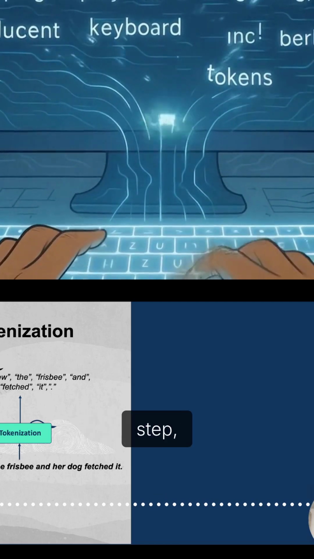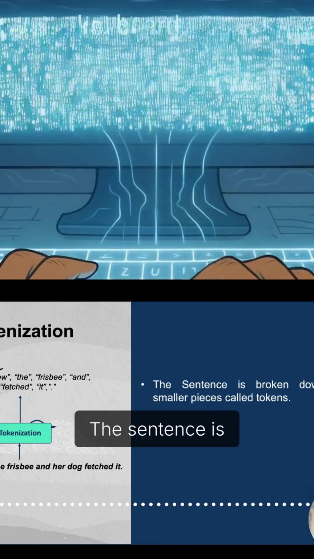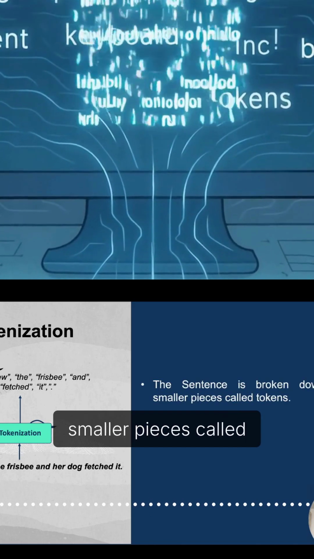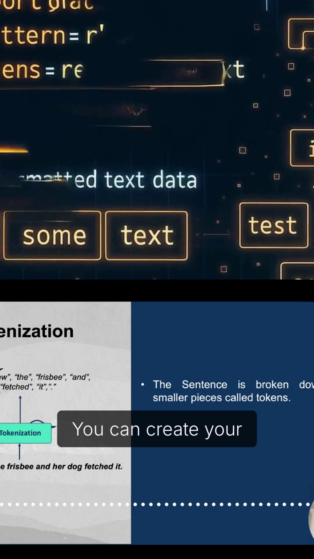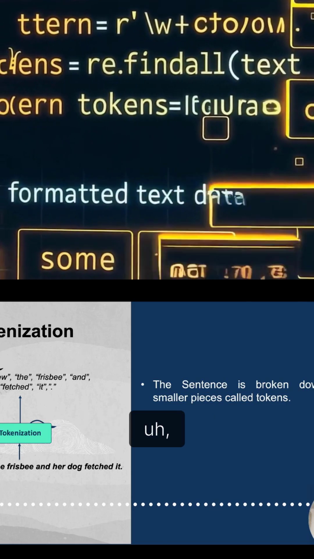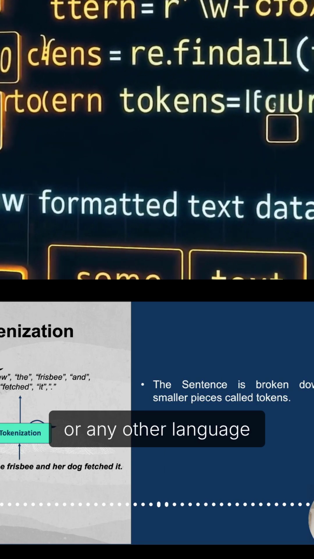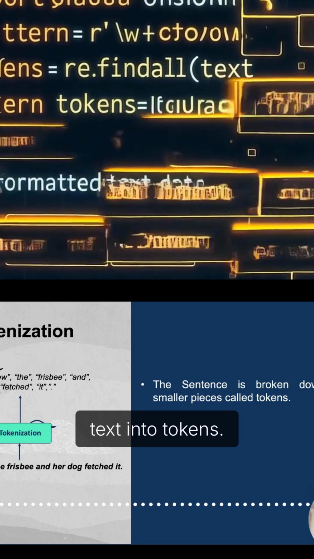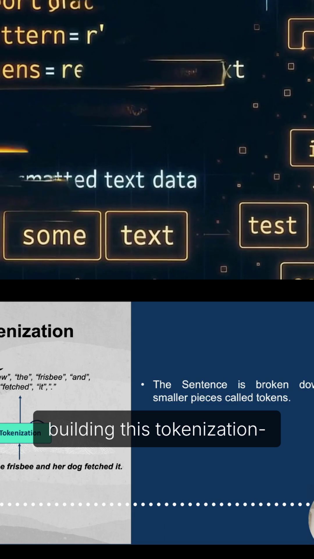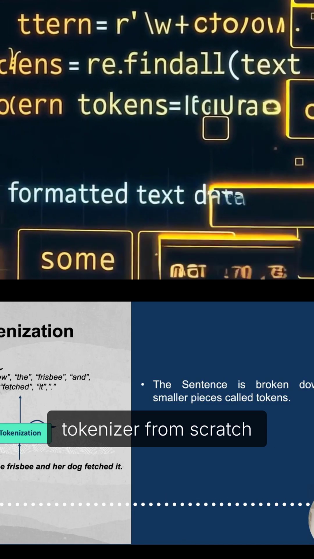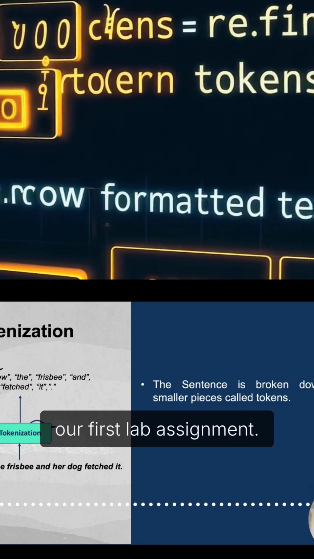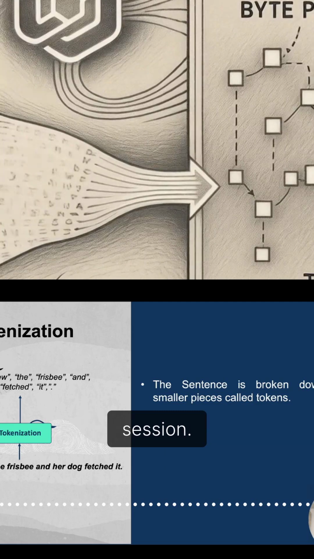So this is the first step, tokenization. The sentence is broken down into smaller pieces called tokens. You can create your own tokens, your own function or your own class in Python or any other language, to convert this text into tokens. We will be building this tokenizer from scratch using Python as our first lab assignment. That is our next session.